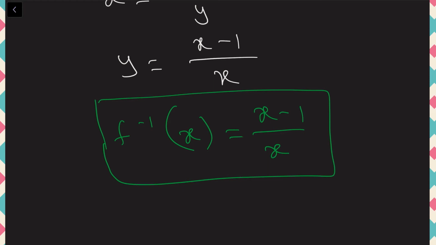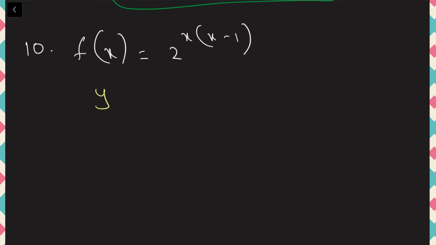Next, let us move to the question number 10. Function f of x is defined by 2 power x into x minus 1. Then he is asking to find the inverse function of this. First step, as usual, f of x replace with y. So y is equals to 2 power x into x minus 1.